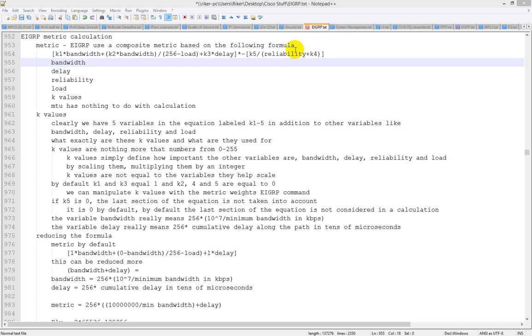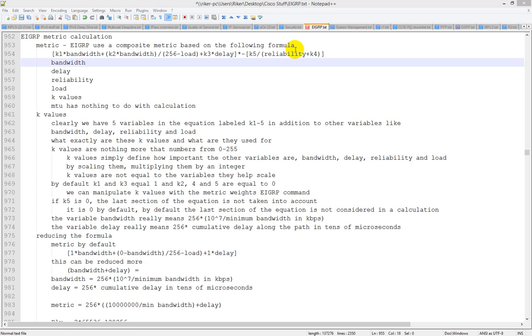Now the k values are just key indicators. So there are 5 clearly defined variables in the equation labeled k1 through k5, and there are other variables too. We're not going to get into them here. Bandwidth, delay, reliability, and load are the 4 main ones that you're going to run into. Now, what exactly are these k values used for? K values are nothing more than numbers from 0 through 255. So k values simply define how important the other variables are: bandwidth, delay, reliability, and load, by scaling them, multiplying them by an integer.